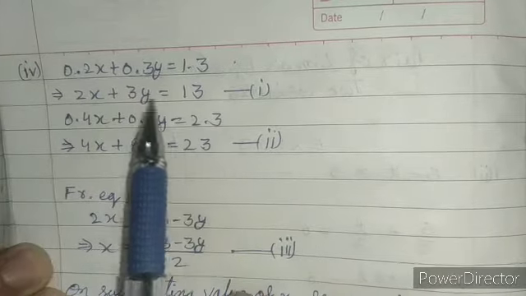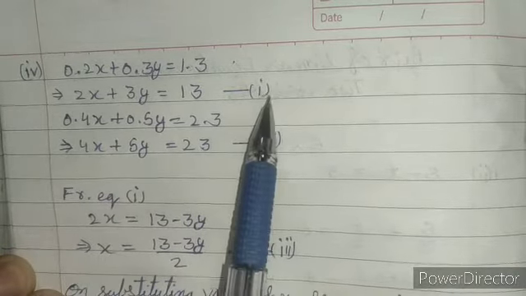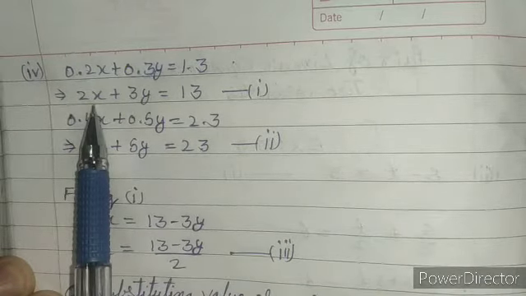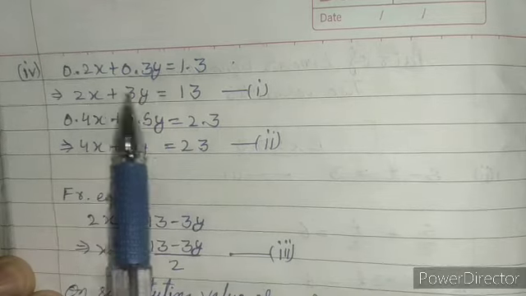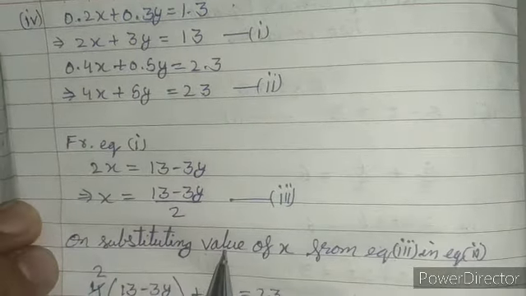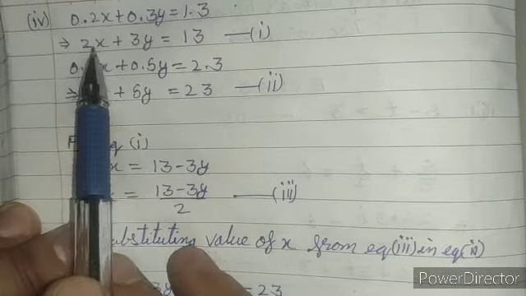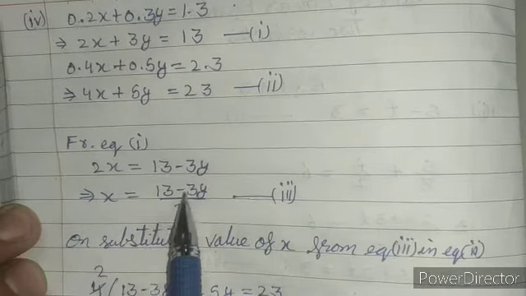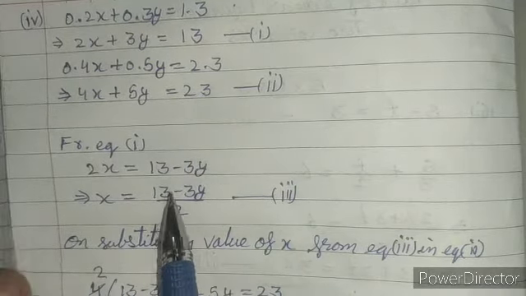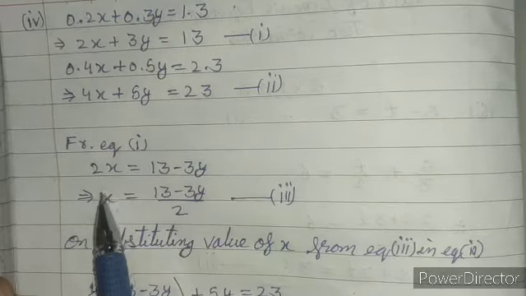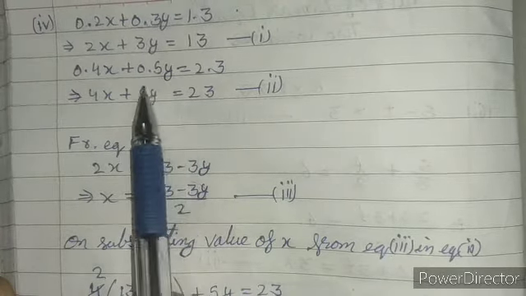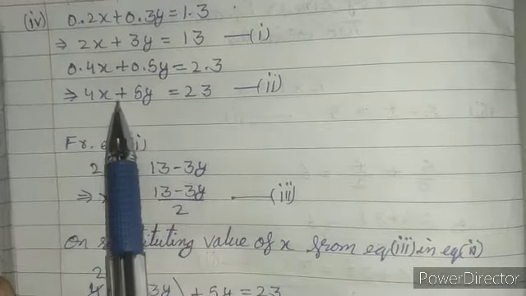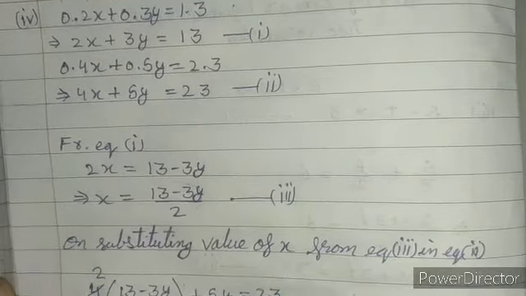Now we will find the value of any one of the variables from equation first and second in terms of the other variable. Here I am using equation first to find the value of variable x in terms of y. From equation first, the value of 2x will be equal to 13 minus 3y, and that will give us x equal to (13 minus 3y) by 2. Now in our second step we will substitute this value of x in equation second, and that will give us 4 into (13 minus 3y) upon 2 plus 5y equal to 23.